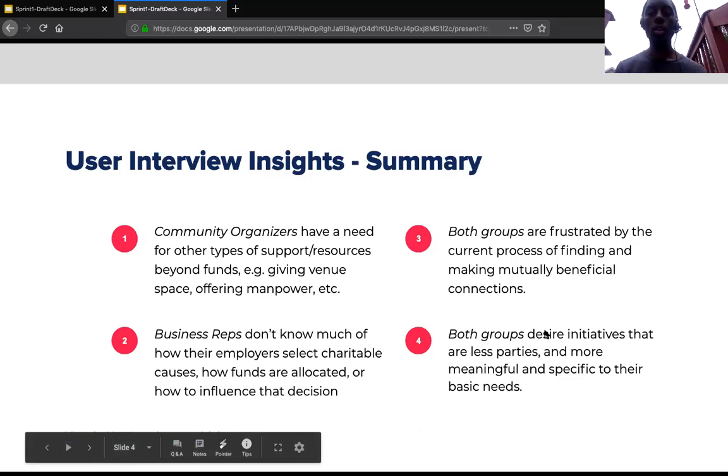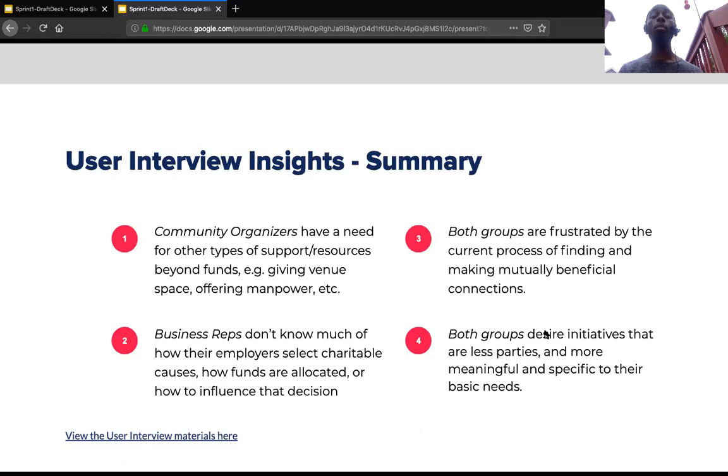And finally, another thing that both groups shared was that they wanted to have more initiatives that were more specific and meaningful. They felt a lot of the initiatives are kind of taken over by the party lifestyle, and so a lot of them addressed these frustrations.